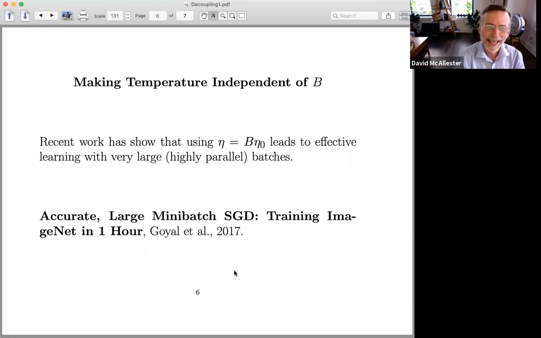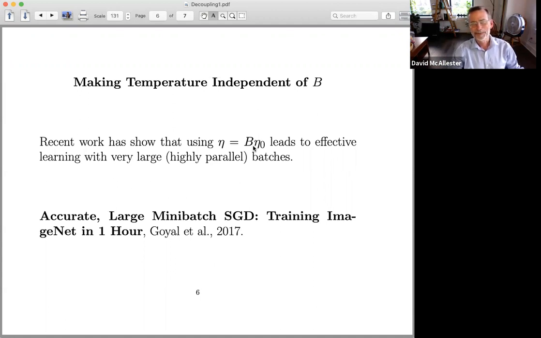And this is closely related to a major event in deep learning practice. This is a paper that appeared in 2017 that demonstrated empirically that you could run at very large batch sizes. If you're in industry, you've got a ton of computers, you can run on a lot of GPUs in parallel. And they showed that you could train ImageNet models in hours rather than weeks by making the batch size extremely large. But when you made the batch size extremely large, you wanted to scale the learning rate by the batch size. And this is exactly making the temperature insensitive to the batch size.